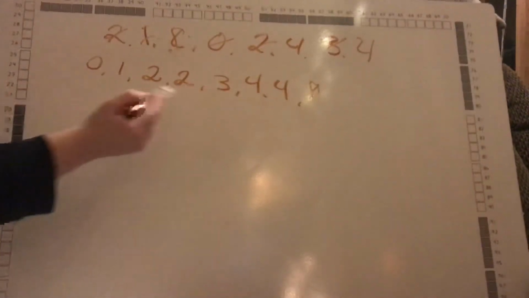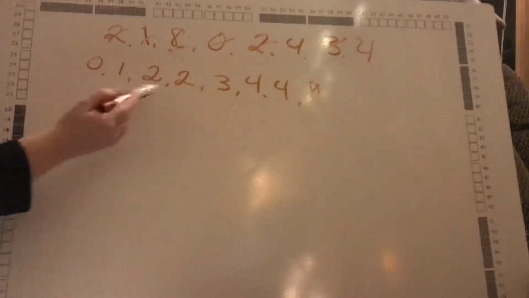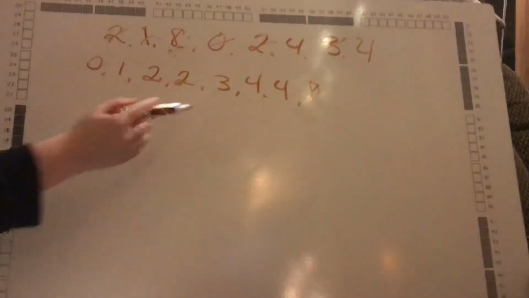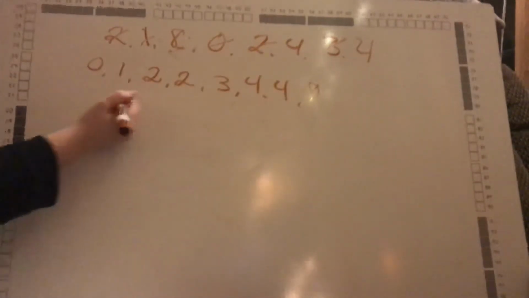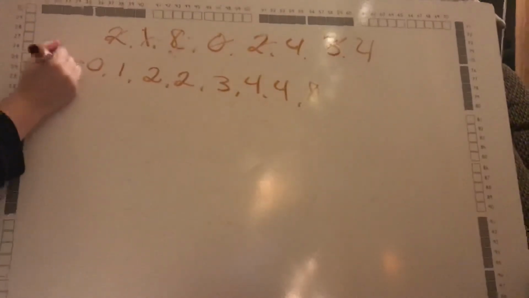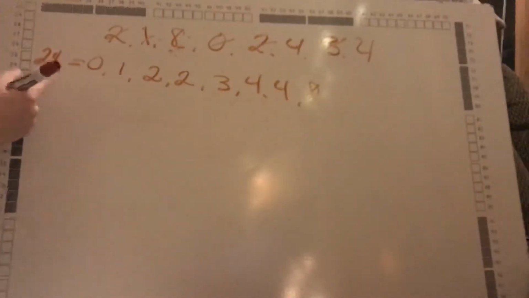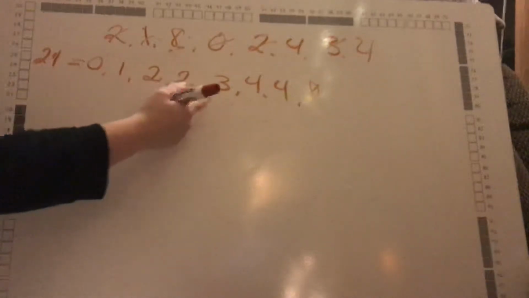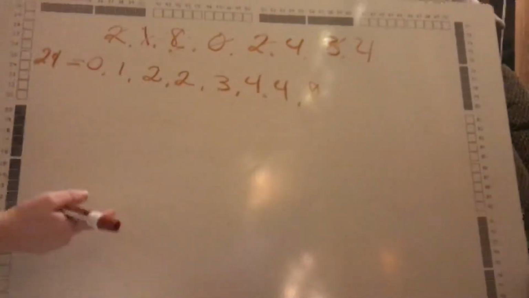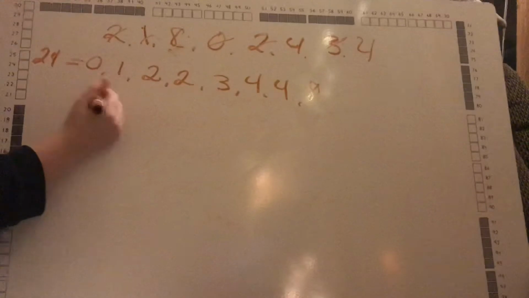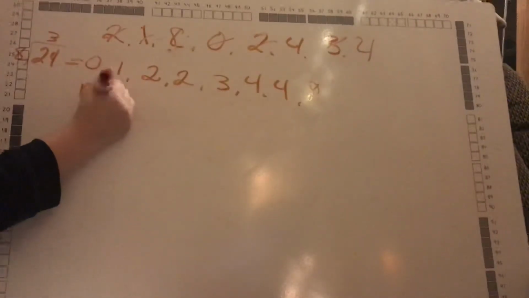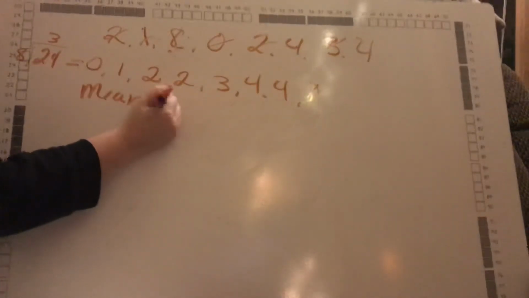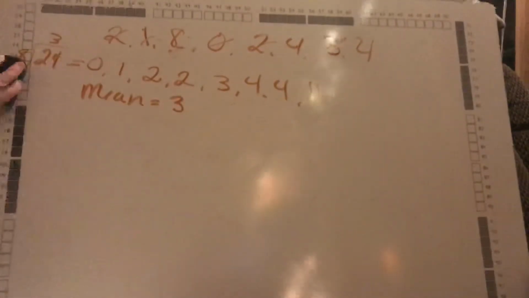So to find mean, we add these all together. So 0 and 1 is 1, 1 and 4 is 5, 5 and 3 is 8, 8 and 8 is 16, plus 8 is 24. So added together, these equal 24. Now, how many numbers do we have? 1, 2, 3, 4, 5, 6, 7, 8. So we're going to take 24 divided by 8, and we're going to get 3. So our mean is 3.